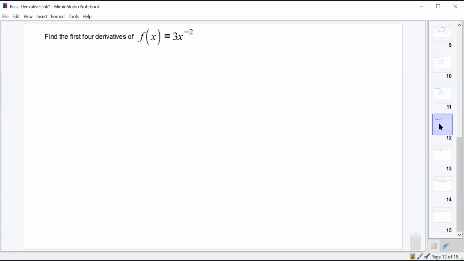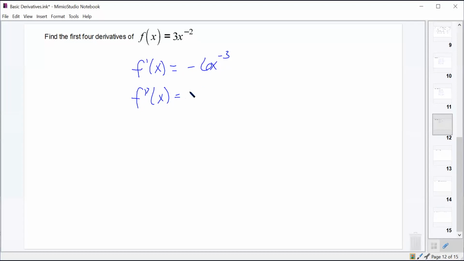What about this one? You guys do this one. All right, so our first derivative should be what? We got 3x to the negative 2. We gotta drop down by a power, so negative 3. Everybody good with that being negative 6x to the negative 3? Yes.